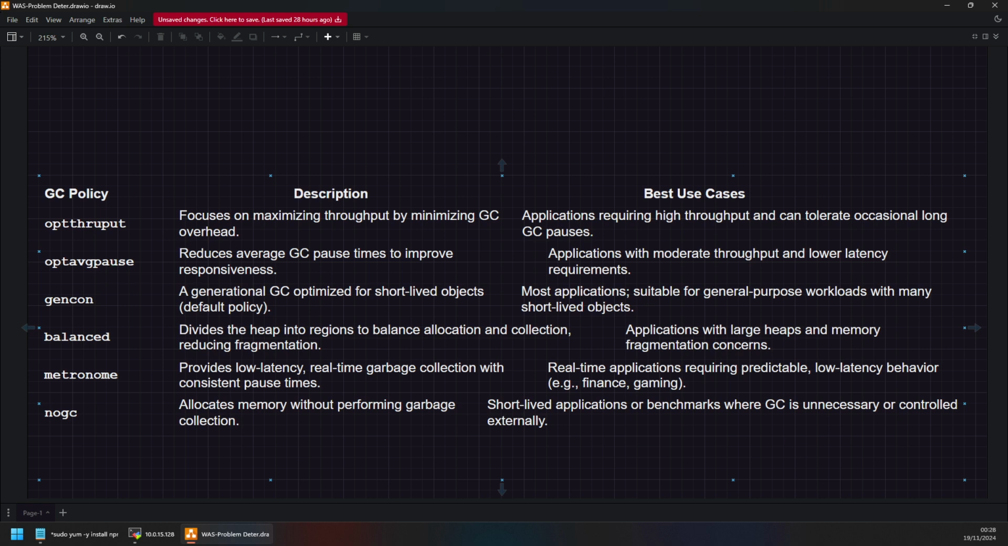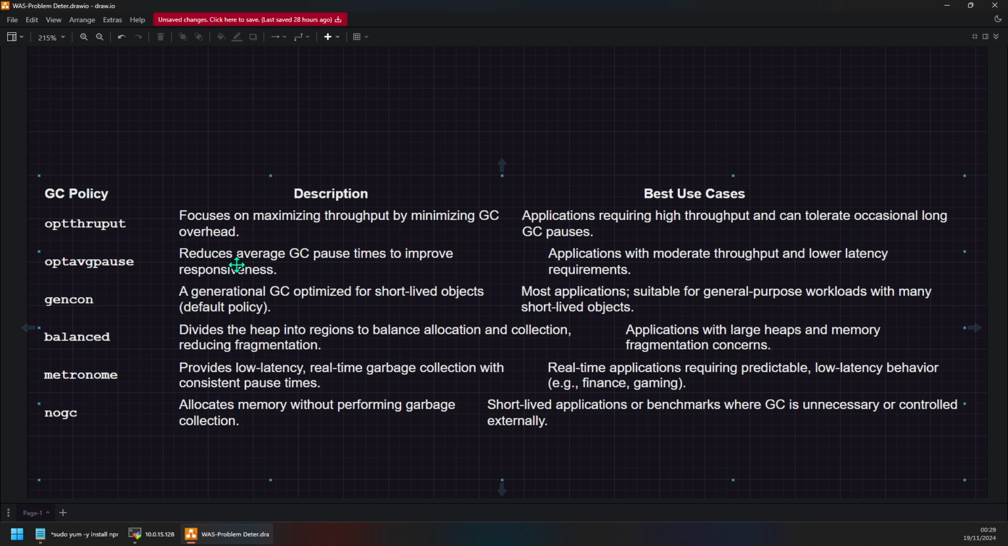Next one is optavgpause. Optavgpause reduces the average pause time to improve your responsiveness. So this is basically a balance of throughput and GC pause time. It doesn't give you what the throughput policy gives you, but it gives you more of a balanced approach towards your throughput, your latency, and your GC pause time. It is optimized to reduce the average pause duration during collection.